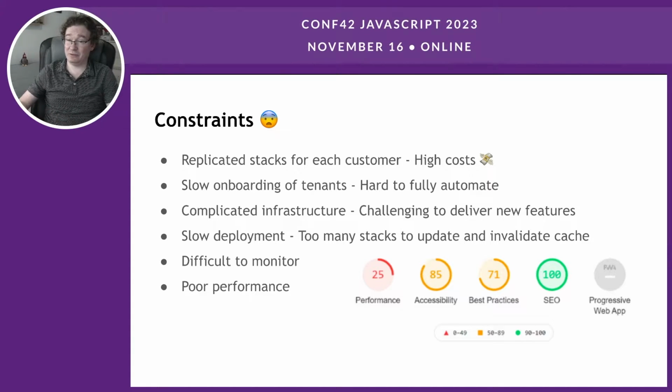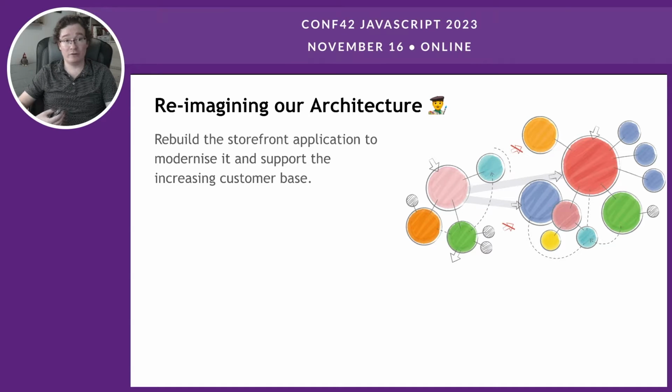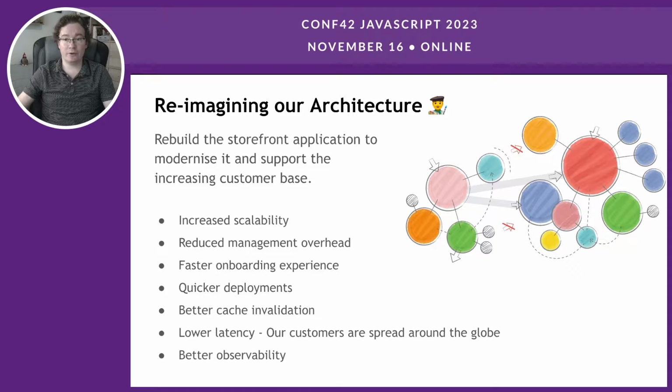Even though this was not perfect, it was pretty okay for our MVP and helped us to onboard our first customers. But the next step was for us to think about the next generation of this application and reimagine the architecture. And we wanted to rebuild an application not only to modernize it, but also to support the increasing customer base we had. And the main points we wanted to focus on this re-architecture were increasing the scalability and reduce the management overhead, have less things to maintain and configure.